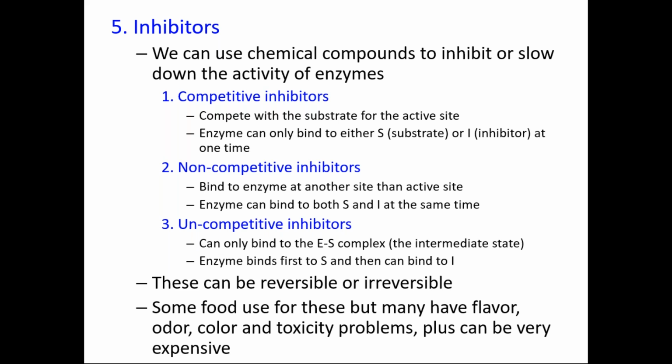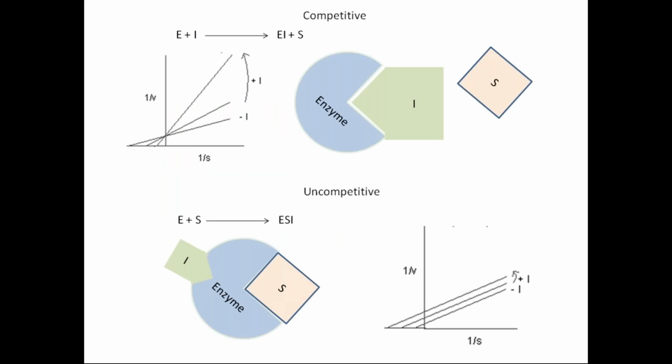Some food uses for these are in terms of flavor, odor, color, and toxicity problems. So this is the example to show you. In the case of a competitive inhibitor, the competitive inhibitor will mimic the substrate. So this is the substrate binding site, and the inhibitor will bind to the same site. What it does is it will not change the Vmax, but it will change the Km.